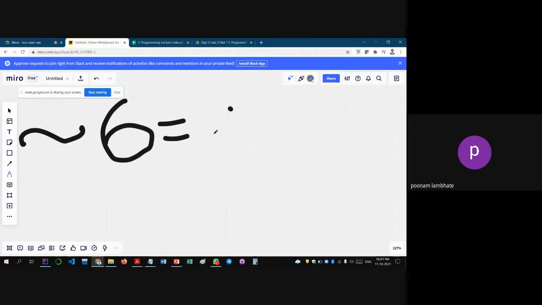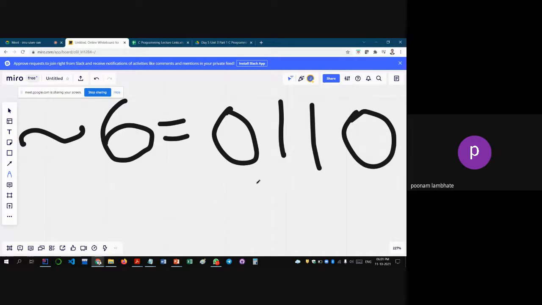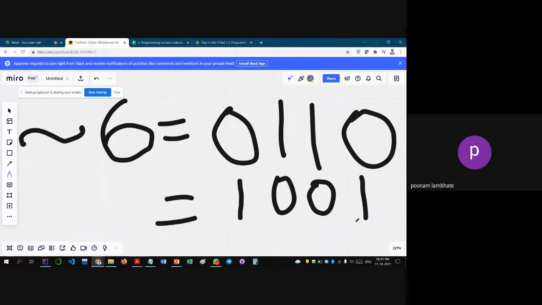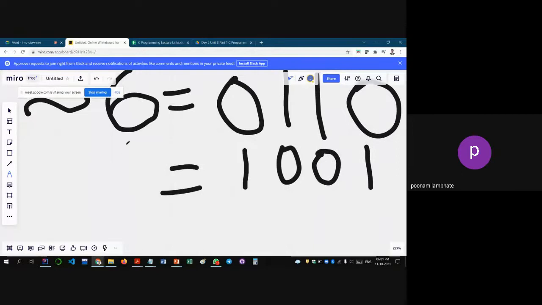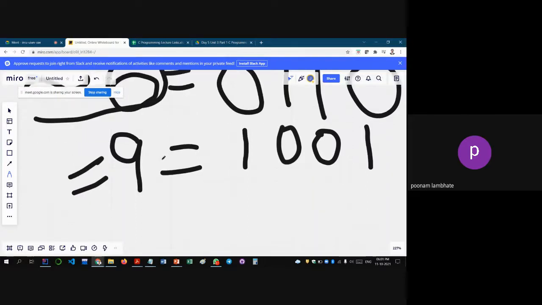So 6 is 0, 1, 1, 0. Bit by bit, you have to perform the NOT operation. NOT operation means negation. Negation means nothing but reversal. Reversing means changing 0 to 1, and 1 becomes 0. So if you solve only till here, you'll say the answer is 1001, that is 9. You may say the answer is 9 for negation of 6, or you can say the 1's complement of 6 is 9. That is correct.